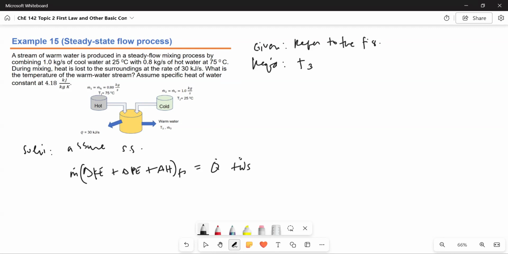Is there a mention of any work? There's no mention. And there's also no mention of KE. We can assume those are negligible. And our equation is simplified to delta H times mass flow rate equal to Q.